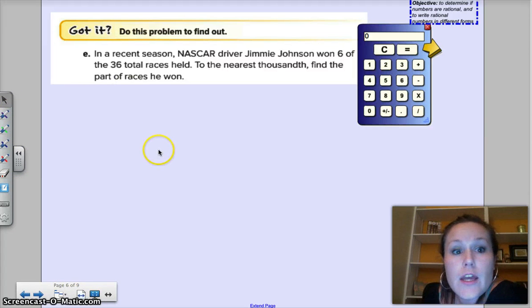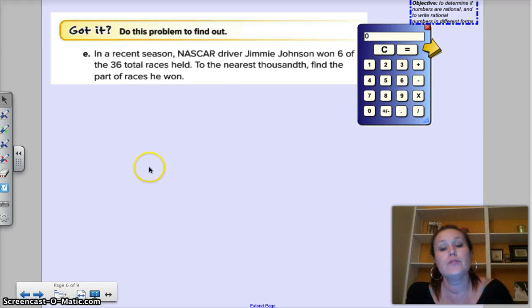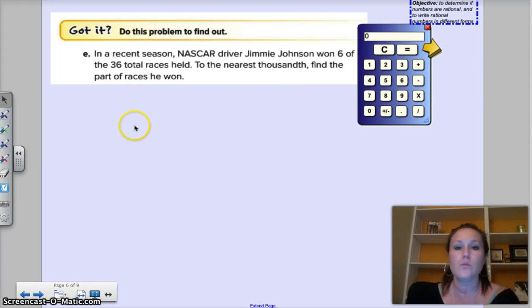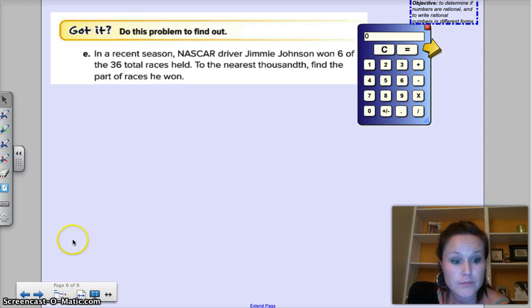Try it yourself. In a recent season, NASCAR driver Jimmie Johnson won 6 of the 36 races held. To the nearest thousandth, find the part of the races he won. Go ahead and pause the video, try it on your own, come back when you're ready.